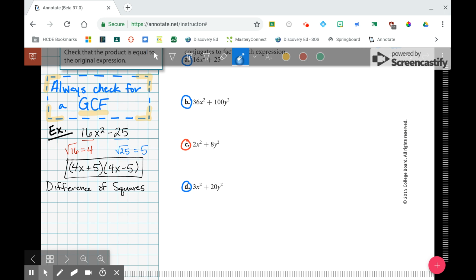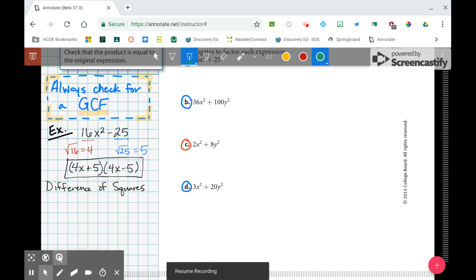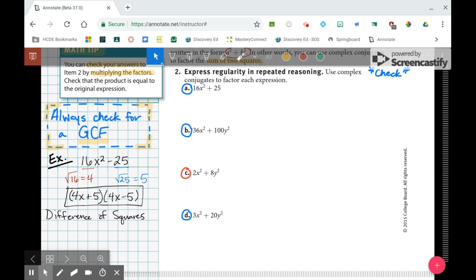So let's look at this example. We have 16x squared minus 25. Notice this is a difference of two squares. Difference because of subtraction, two squares, because notice 16 is a perfect square, 25 is also a perfect square. You can take the square root of 16 to get 4, square root of 25 to get 5. So that means our factors are 4x plus 5 and 4x minus 5. Notice there's no imaginary term here because this is just a regular real number factoring example with difference of two squares.